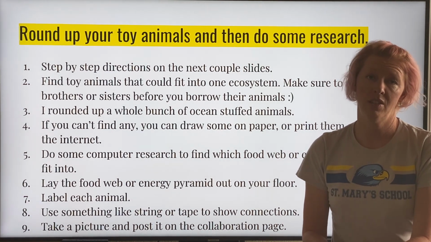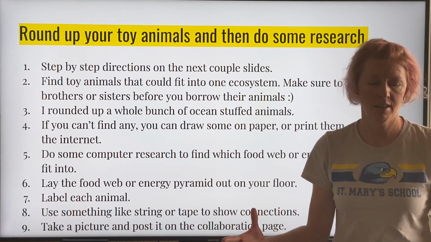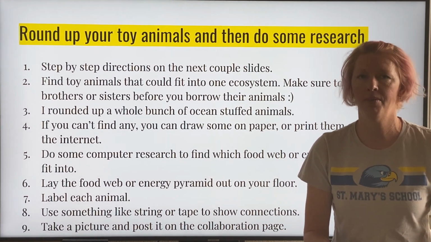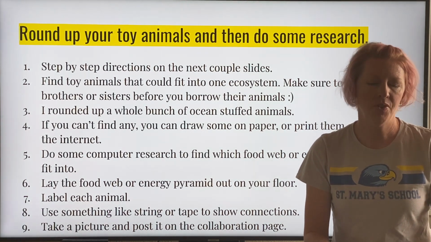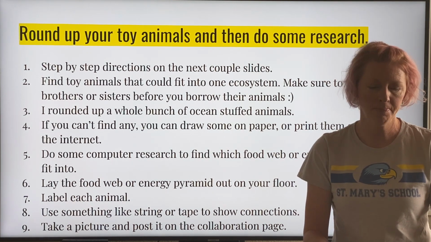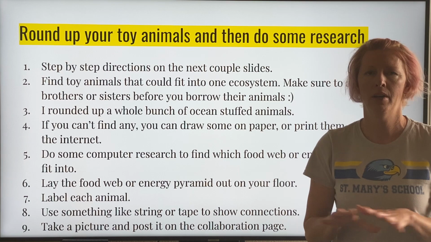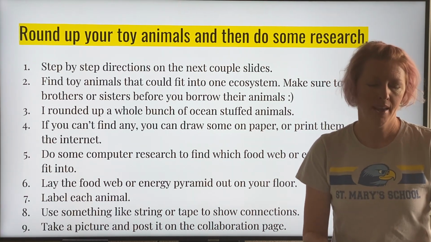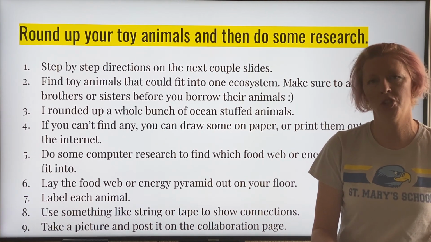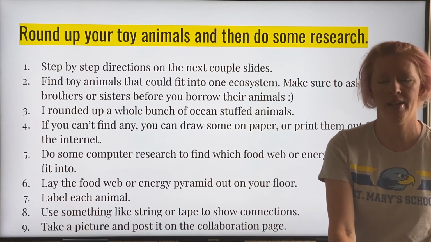The first thing you need to do is find a whole bunch of animals that would seem to fall in the same food chain. I also got some things out of my cupboard, and I'll explain that when I show you. And if you can't find anything, you could draw them on paper or print them out with your computer. Then you're going to do some computer research and find out how that food web or food chain is set up. And then you're going to label each animal, and then use something like string or tape to show the connections, and then take a picture and post it on our collaboration page.